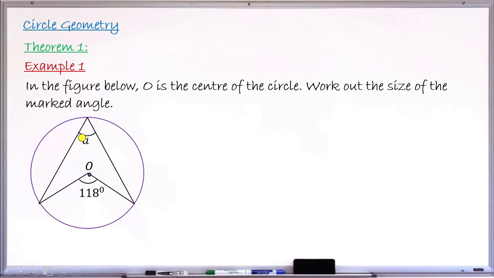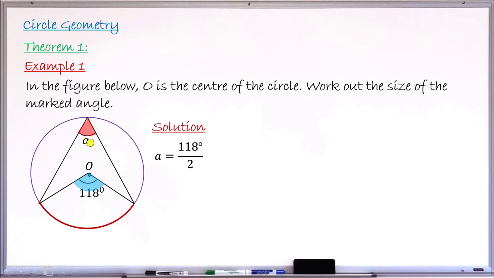The marked angle here is this angle lettered A. Solution to this very problem. So we make use of the theorem we have just learned in order to find the size of this angle A. It is this arc that subtends angle 118 at the center of the circle. And the same arc also subtends angle A at the remaining circumference.